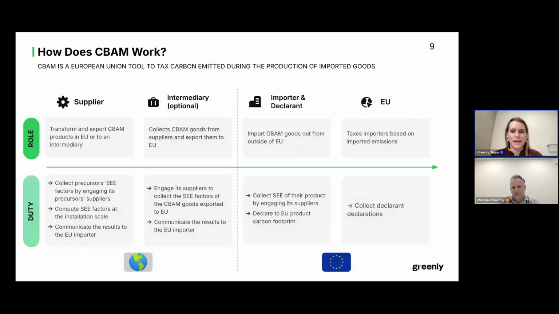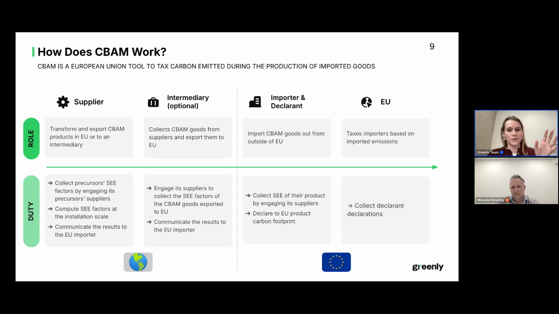So to understand this mechanism, I wanted to break down the roles and responsibilities of key players along the supply chain. If you take just an example of a supply chain of steel, from suppliers outside the European Union to the final CBAM declarants, we can see here the complexity of the players that are involved in this process.